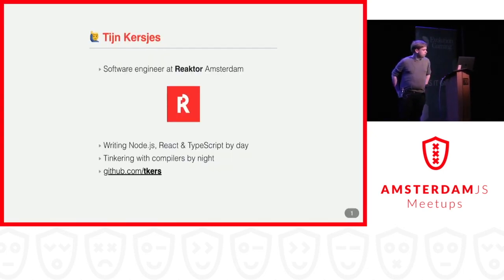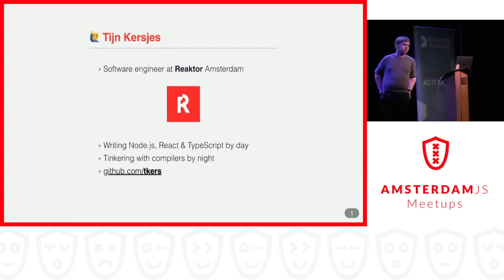Let's see. So I'm a software engineer at Reaktor Amsterdam, where a lot of very smart people work that know stuff about these things, and are a lot smarter than I am, maybe even. Who will know? During my day, I'm mainly writing Node.js, React, and some TypeScript apps for clients. And after work, I'm usually tinkering with some compilers or related stuff. Mainly stuff that's not really useful for production yet.